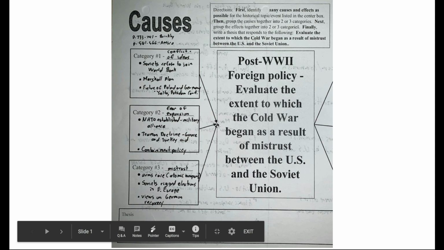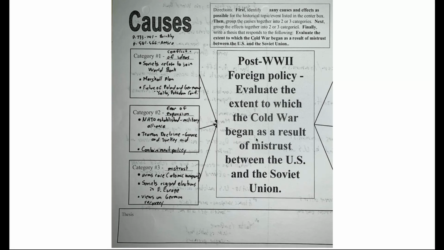Okay, part two of our exploration of the causes of the Cold War and whether it was mistrust or not. So, the second category I have is the fear of expansion. There was a fear that the Soviet Union was going to expand, and the United States needed to stop that expansion. I've kind of alluded to that over here with the Marshall Plan and with Germany a little bit, but these three really explain why or how the Soviet Union was threatening to expand.